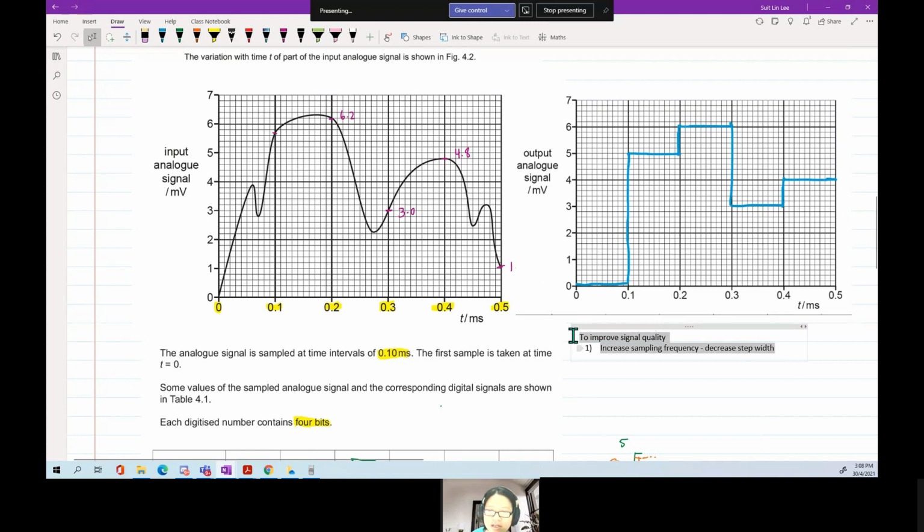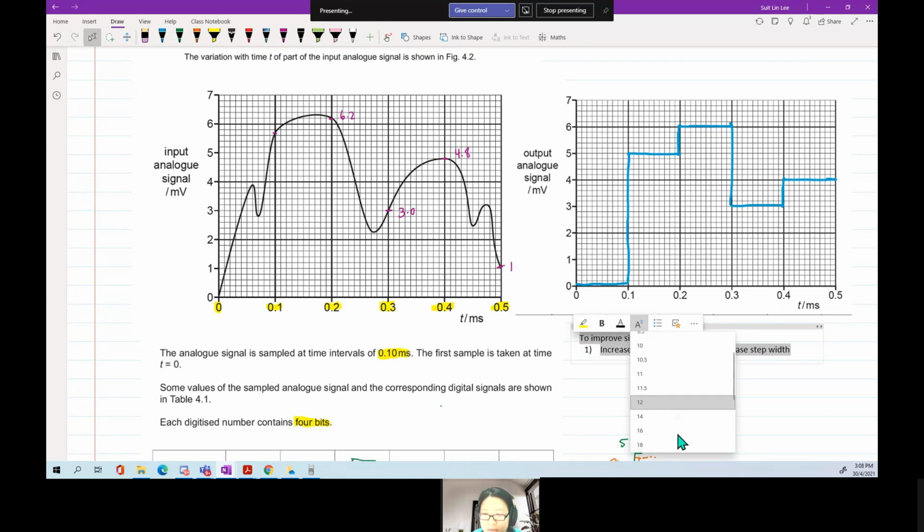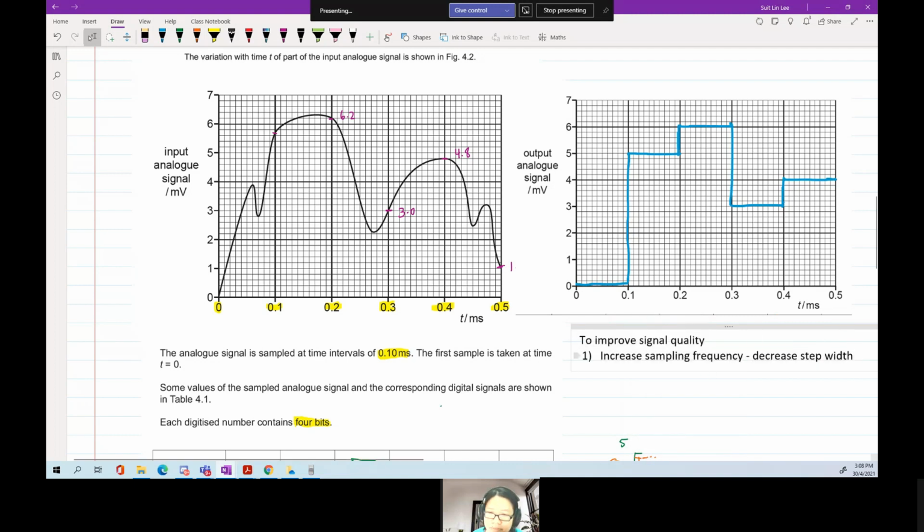So instead of having a 2 cm step width, we will have 1 cm step width. The smaller the step width, the better. Let me make this bigger. Okay. And the second point is to increase the number of bits.